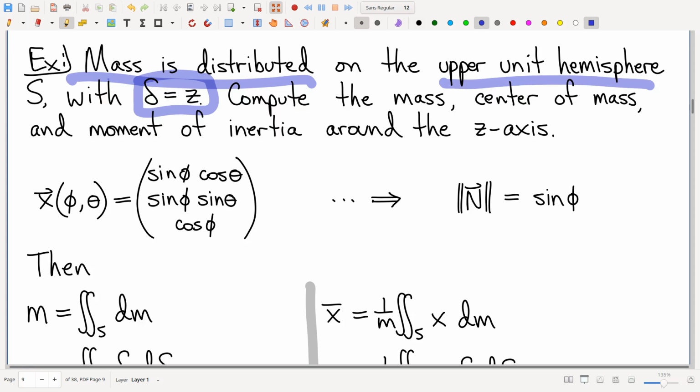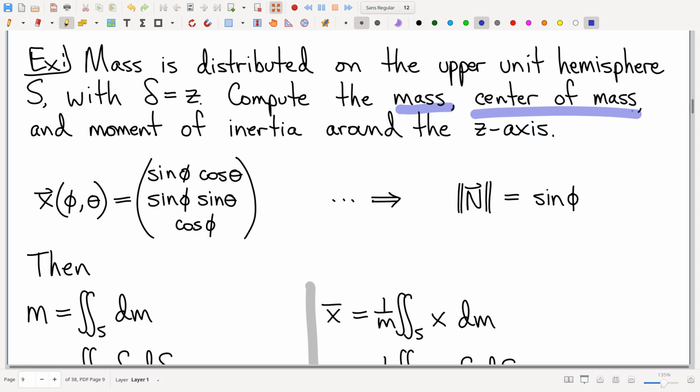Okay. And with that described, there's various things we want to compute. We can compute the total amount of mass. We can compute the location of the center of mass. We can compute the moment of inertia around the z-axis. Various different things you might reasonably want to compute. Okay. So how do we compute these things?